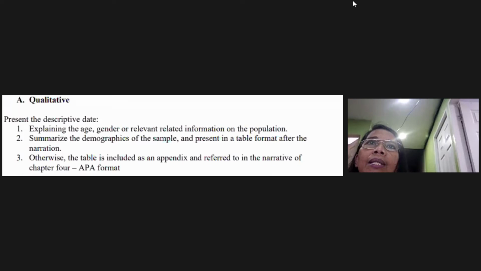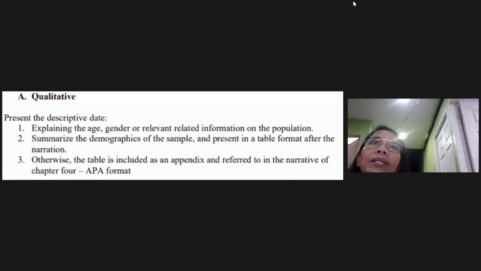So in a qualitative presentation of data, it presents the descriptive data explaining the age, the gender, or relevant related information on the population. Pangalawa, summarize the demographics of the sample and present in table format after the narration. And the other one is, otherwise the table is included as an appendix and referred to in the narrative of chapter 4 in a format na magagamit natin.